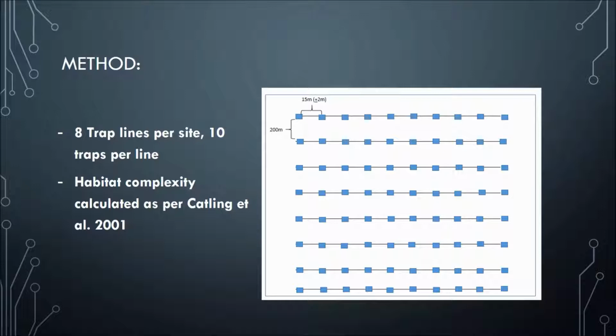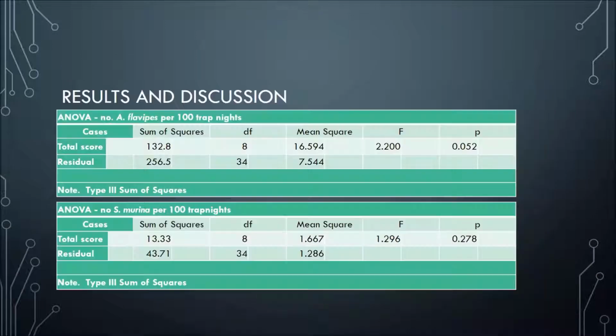Habitat complexity was scored using the method described by Catling et al. 2001. A variety of small mammals were captured, however only 2 species, the yellow-footed antechinus and the common dunnart, were captured in quantities large enough to allow for statistical analysis.